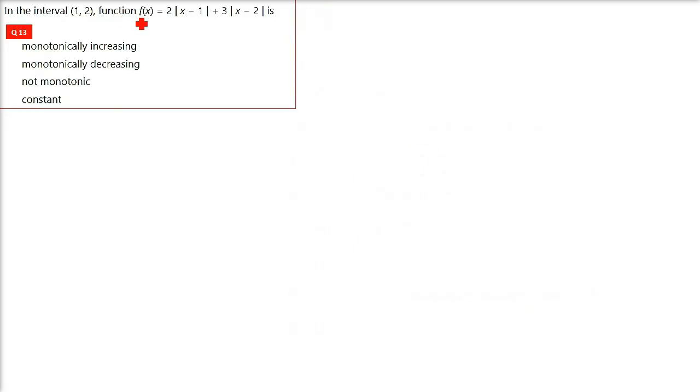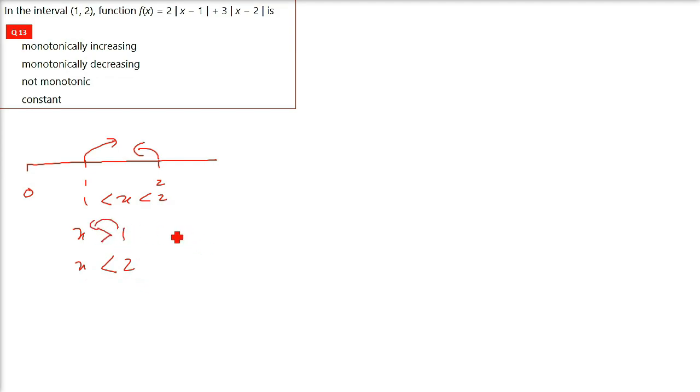In the interval 1 to 2, function f(x) is this. First thing is that we are talking about 1 and 2. How have this 1 and 2 come? Because the modulus has x minus 1 and modulus has x minus 2. So x is between 1 and 2, as given in the interval. That is, x has to be greater than 1 and less than 2.